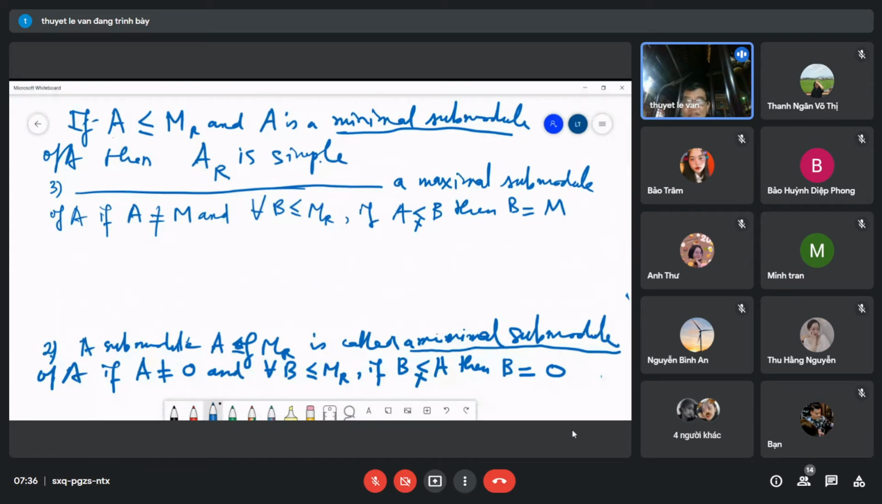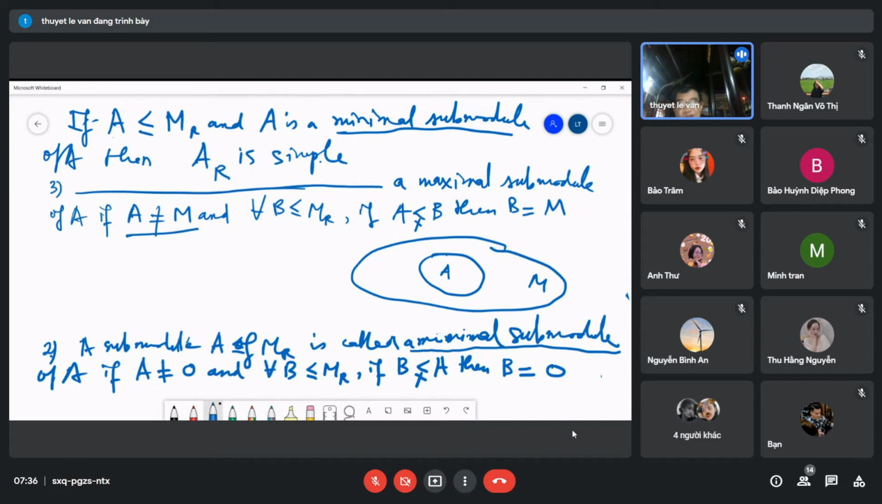It can be said that maximum means that here is M and here is A, and A is not equal to M. And if you take B between A and M, but B is not equal to A, then B should equal M. That means between M and A there is no submodule. There is no submodule between A and M. If B is different from A, then it should be equal to M. Okay, that is called the maximum.